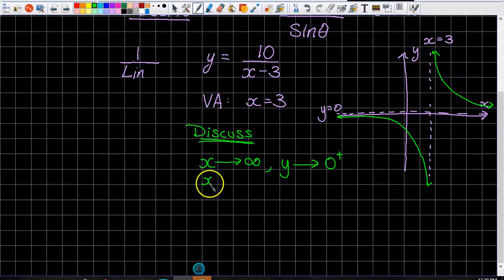As x is approaching negative infinity, now we're going like this. What's happening? y is approaching 0, but now it's from below. You could write 0 minus, or a negative. Does that make sense? There's one more asymptote that you have to discuss, and that's this one.